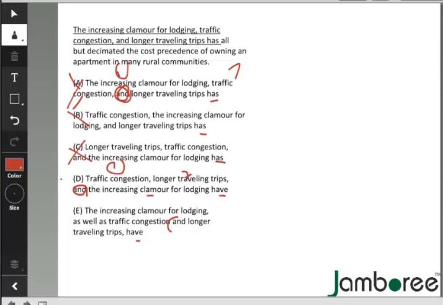Here, let's see. We've got the and. Increasing clamor for... okay, now this is worrying, as well as this. And longer... why do you have the as well as? You already have an and. Nobody says A as well as B and C. You would say A, B and C. You won't even say A and B and C. Because of the presence of as well as, it seems that the clamor is for lodging and traffic congestion. Yes or no?